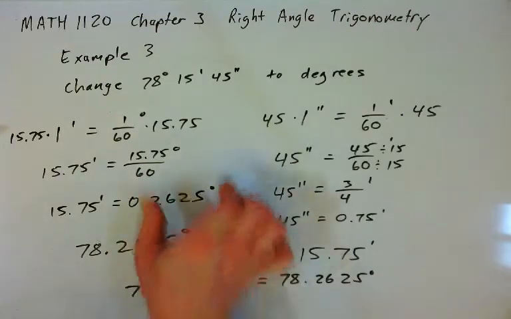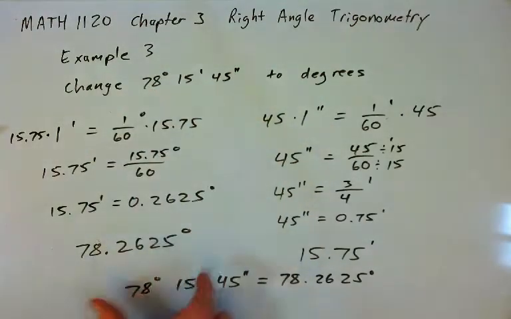And so all I did is add this decimal to the degree measure for 78.2625 degrees. And so that is the general procedure that we will follow to change degrees, minutes, and seconds into decimal degrees, and that will be to divide by 60. Divide the seconds by 60, add that to the minutes, divide that by 60, and add that back to the degrees.